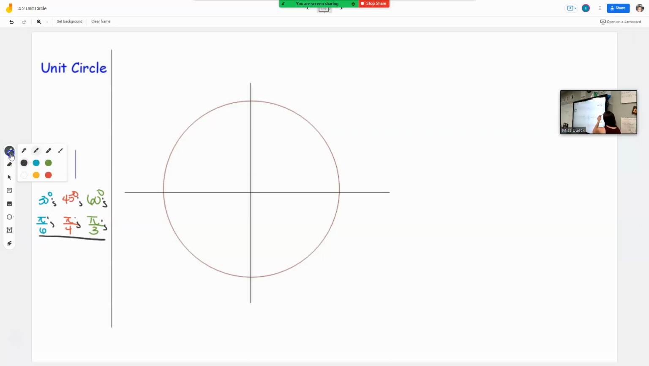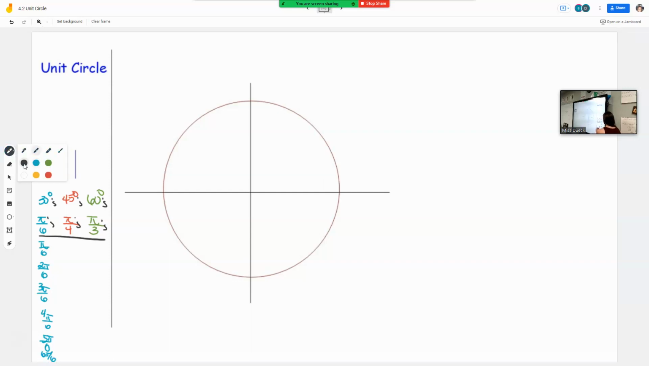I'm just going to start counting just so we can see the different multiples. I could have 1 pi over 6. I could have 2 pi over 6. I could have 3 pi over 6. I could have 4 pi over 6. I could have 5 pi over 6. Or I could have 6 pi over 6.